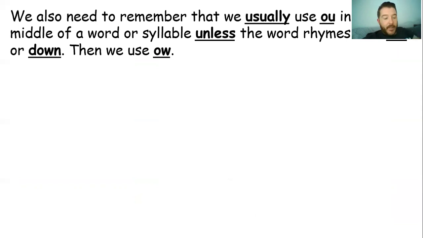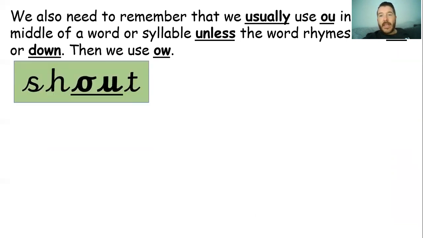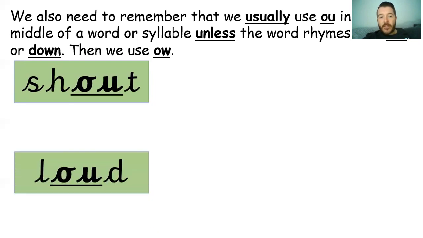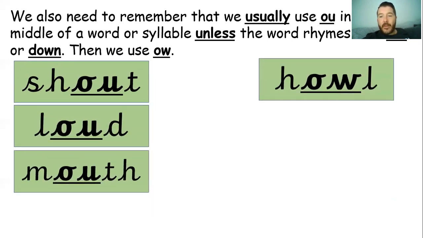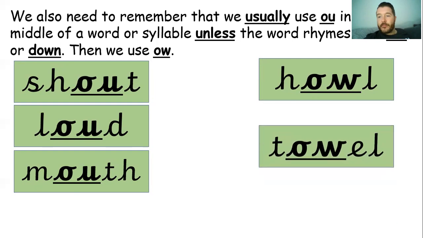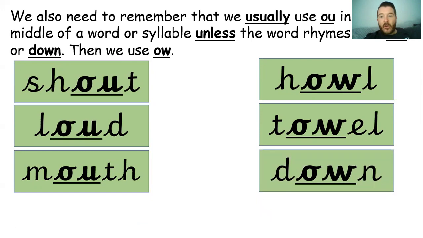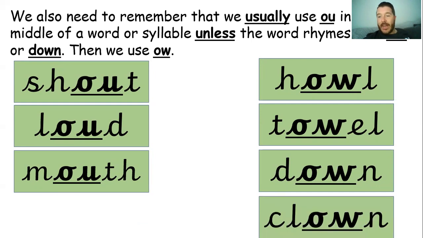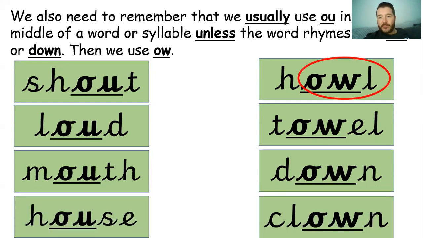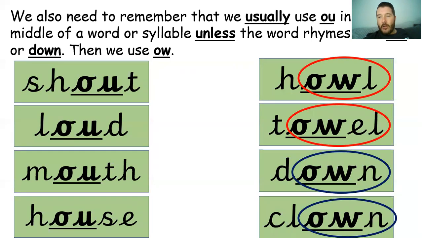So any words that have the owl or own sound at the end of them, we use the O-W ow. So these are the ones in the middle with the O-U: shout, loud, mouth. And these are the ones with the O-W. Howl, towel, can you see that's got an extra letter and it's got an E. And down, they all either end in the own or the owl sound. And then we've also got clown, and on this side we've also got house. And you see they're either owl or own if they've got the O-W, and if they haven't, it's O-U.